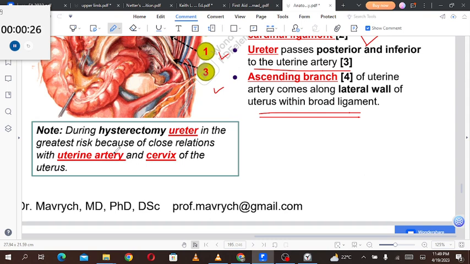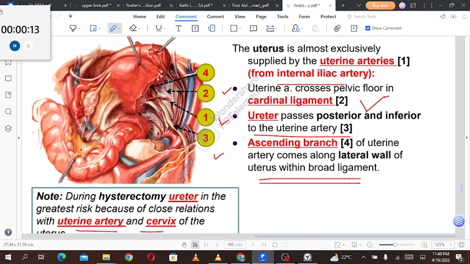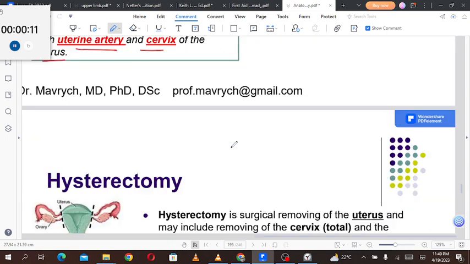Note, during hysterectomy, the ureter is at the greatest risk because of its close relationship with the uterine artery and cervix of the uterus. It can either become deprived of its blood supply, or it can be ligated, or it may be damaged or cut. Because of its close relationship, we always have to protect the ureter.